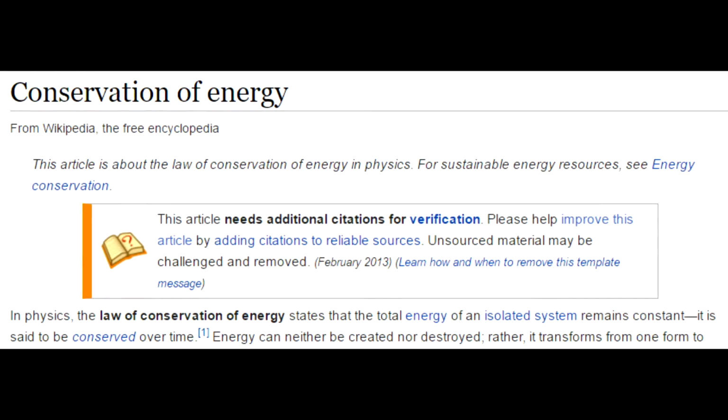The law of conservation of energy states that the total energy of an isolated system remains constant, and it is said to be conserved over time. In our example, energy is first given into the system by pulling on the string. This force causes momentum to the chair, which moves it and drops the weight.